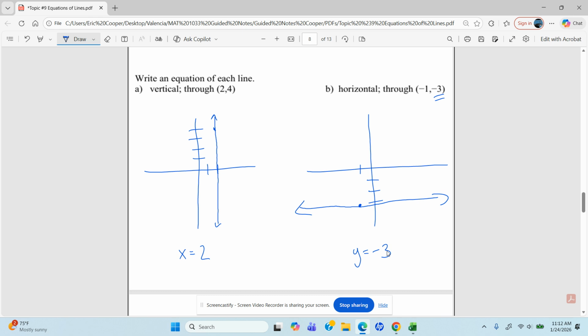So remember, vertical and horizontal will not end up in that slope-intercept form. Vertical lines will have just x, and horizontal lines will have just y.